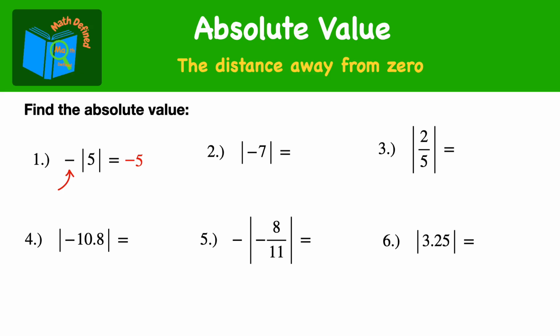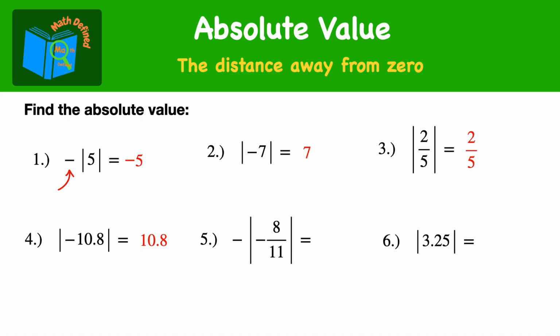Problem number 2 is the absolute value of negative 7. The answer is positive 7. That's because absolute value is all about distance from 0, and distance is always positive. Number 3, the absolute value of positive 2/5 is positive 2/5. Number 4, the absolute value of negative 10.8 is positive 10.8. Remember, first find the absolute value, which is the distance from 0, then look outside the bars to see whether a negative sign changes the final answer.